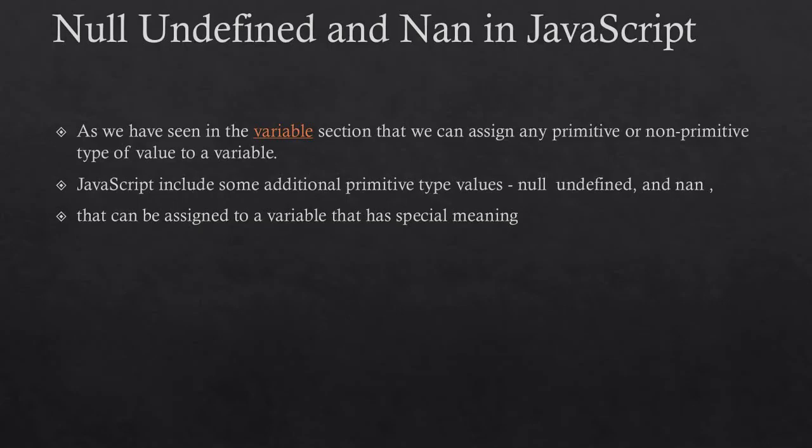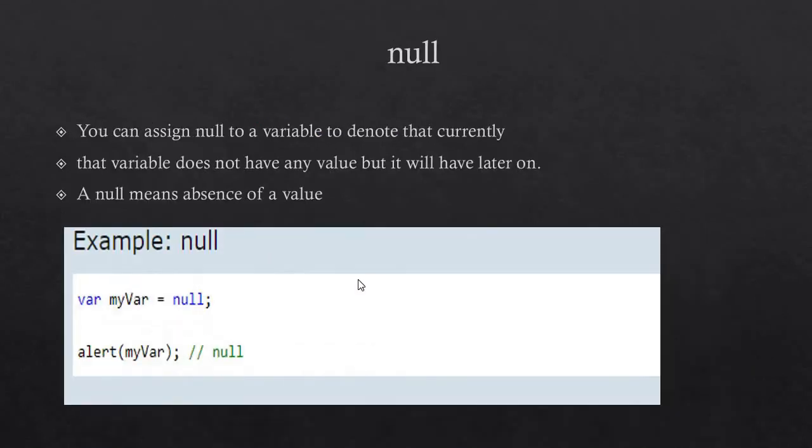In this video, we will discuss what null, undefined, and NaN are in JavaScript. In the variable section, we discussed that we assign primitive and non-primitive values to a variable. JavaScript includes some additional primitive data types like null, undefined, and NaN, which can be assigned to any variable. Every data type has a special meaning. Let's look at them. Let's discuss null first of all.